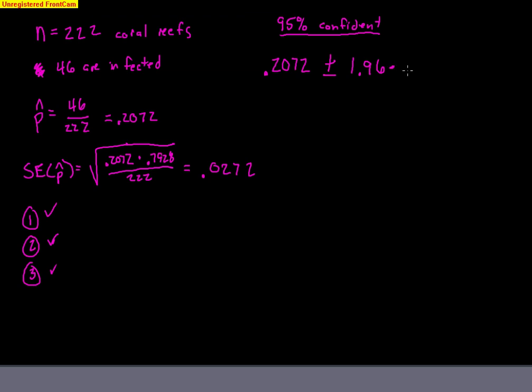And I'm going to multiply that by my standard error of 0.0272. Now, I noticed that looks like it might have something to do with the p hat, but it doesn't. It was just pure coincidence. So anyway, let me calculate that. So 1.96 times 0.0272 is 0.0533. So I get 0.2072 plus or minus 0.0533.